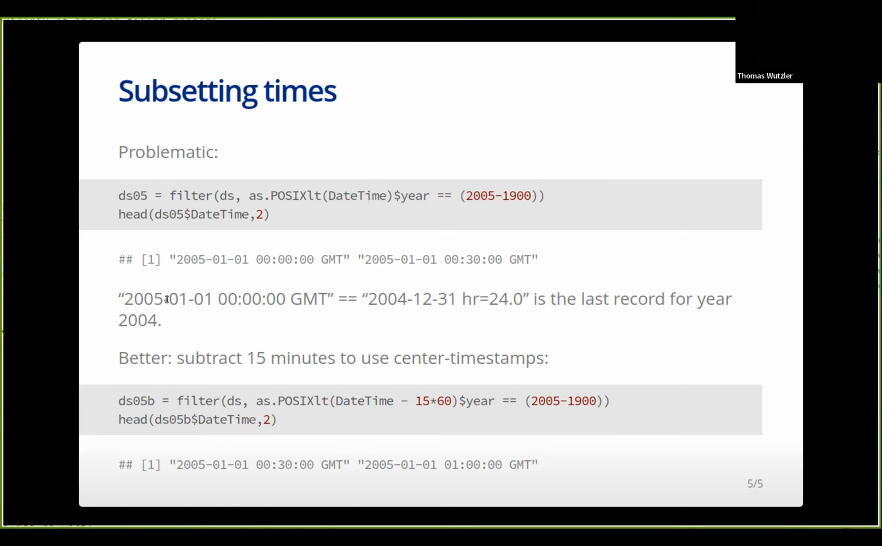So the right way to do this filtering, and there are examples here, is that you do not use the end of period timestamp convention, but you subtract 15 minutes. So you have datetime minus 15 times 60. These are seconds, the 15 times 60 seconds. This is 15 minutes. And then I convert this timestamp, with 15 minutes subtracted, and I get the year. And then the first record in this year is 2005, January 1st, half past midnight.